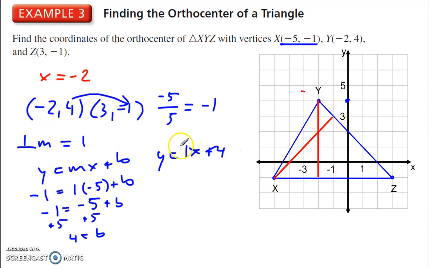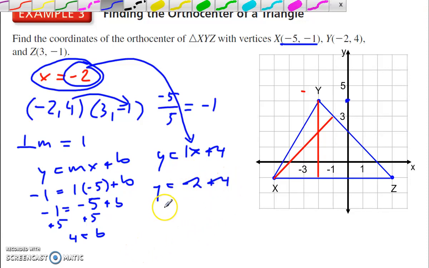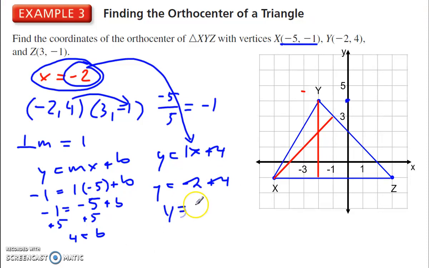Now I have to set them both equal. This one says x equals -2. So I can plug -2 right into here. When is this line going to be at -2? When y equals -2 plus 4. And that is when y equals 2. So the point where they intersect is when x is -2 and y is 2, right there.